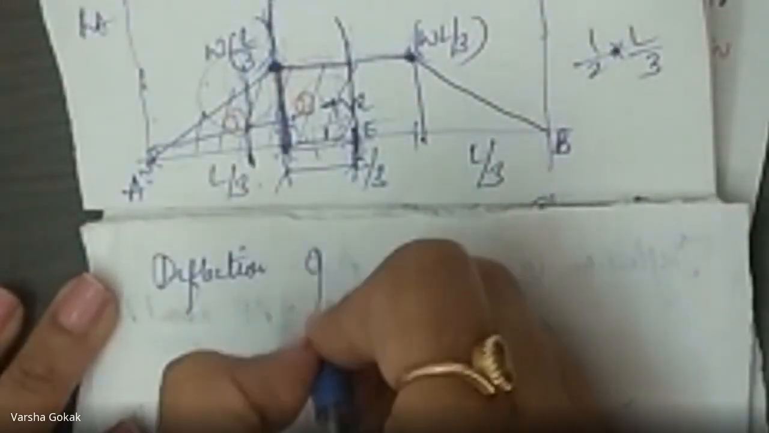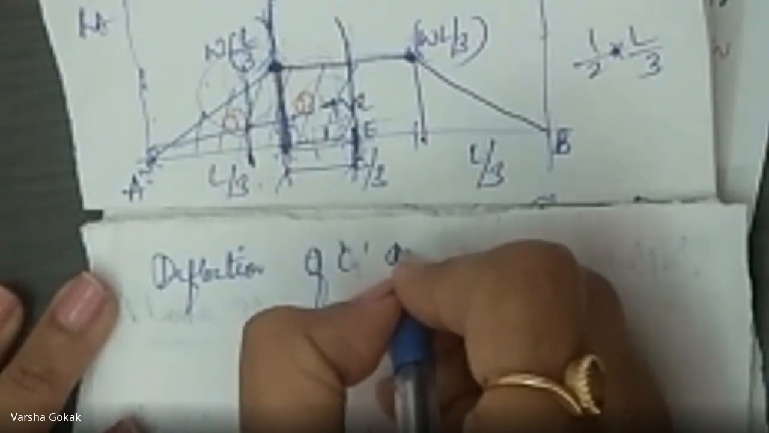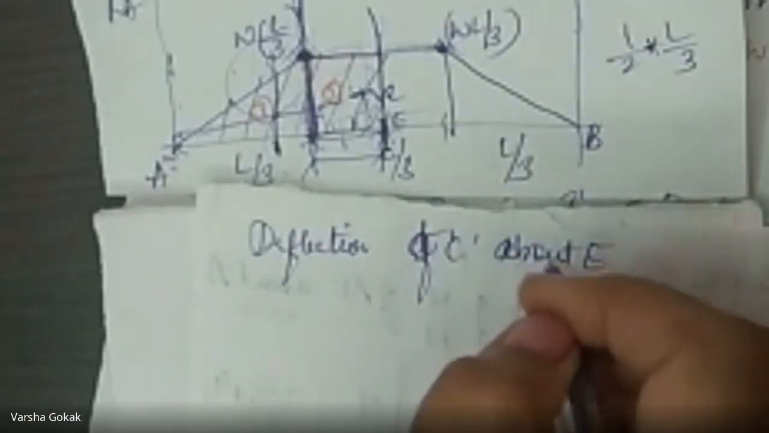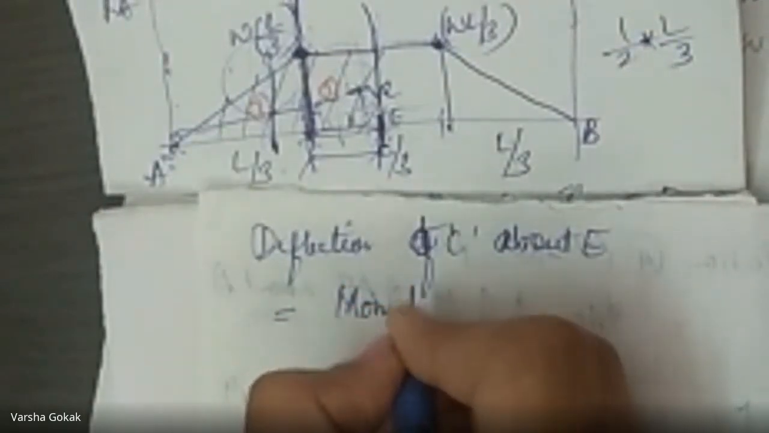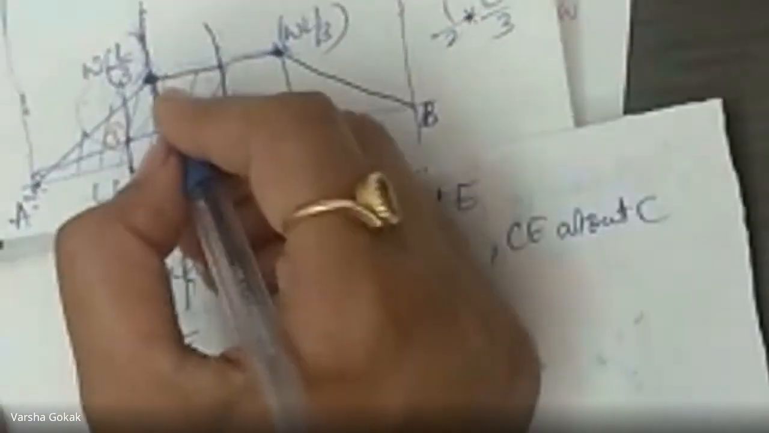I will write it over here. So say we want to find the deflection. It's visible? Okay. Deflection of C about E, that is the deflection at C about point E we have to take, right? For this, it is going to be the moment of the M by EI diagram between CE about the point C. So now it is easy. What is the moment of this diagram? I have to take only this about this point.